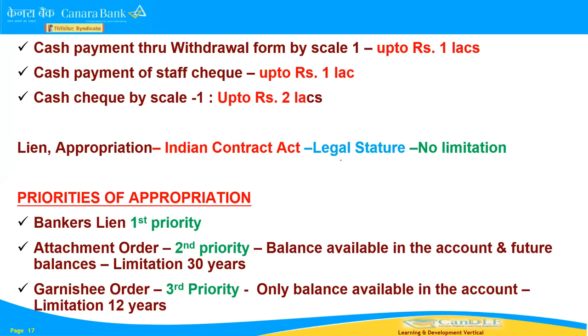Cash payments and withdrawal. These are the bank guidelines. One circular came this year. In the staff HRD matters, we may discuss in depth. Scale 1 can permit withdrawal slip up to 1 lakh. Staff check up to 1 lakh. Checks up to 2 lakhs. Passing means through the system, he has to pass the check. Signature verification, he has to do it. But authorization, only the manager has to do. The second line manager or branch in charge only has to give authorization like pay cash. Okay. This is what the guideline says.